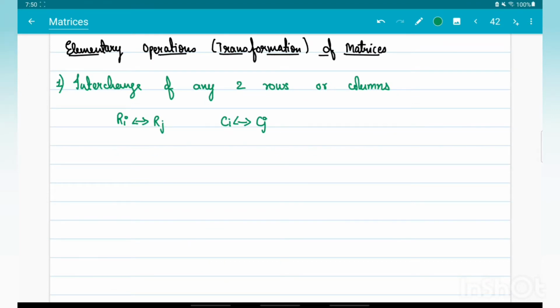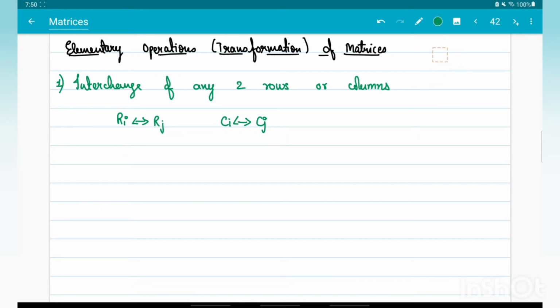Now let us see what these elementary operations or transformations of matrices are. Basically in NCERT they say that there are 6 elementary operations. What they mean by this is that in total there are 3 elementary operations, and the same 3 elementary operations can be applied to the rows or the columns. So in total you're going to have 3 elementary operations, and those can be applied either to your rows or to the columns, depending upon the situation.